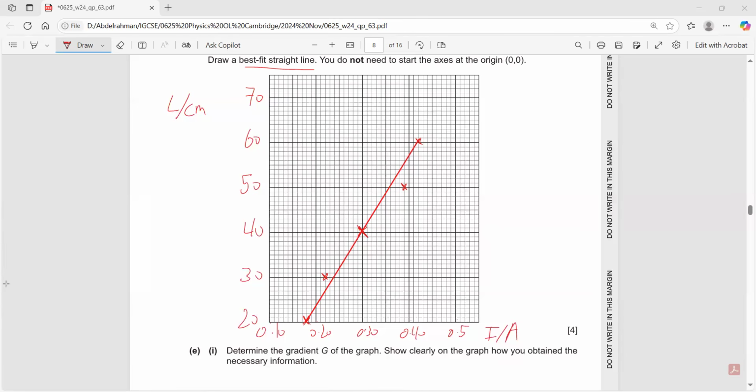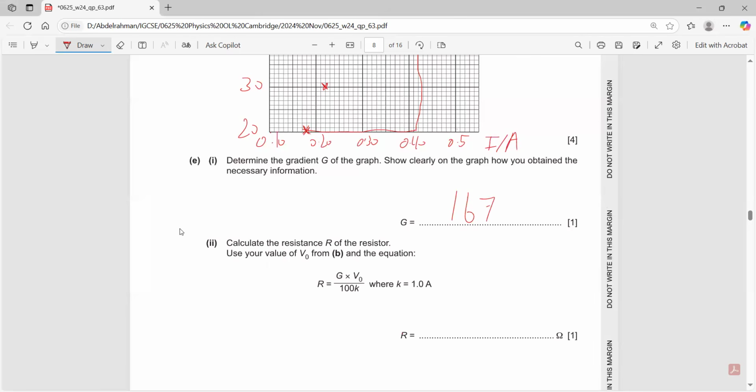Can I find the gradient? Yes, I can find the gradient using the triangle method. So you have to draw a triangle using 2 very distant points, such as these 2 points. If I use these 2 points, it would be 60 minus 20 over 0.42 minus 0.18. This is 166.6 or 167. Yeah, this is the gradient, 167.